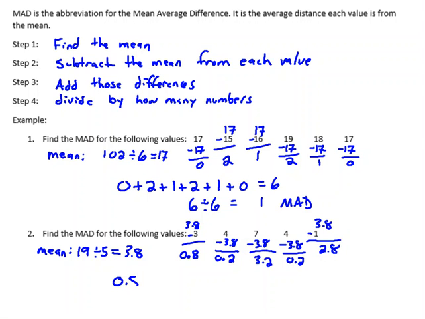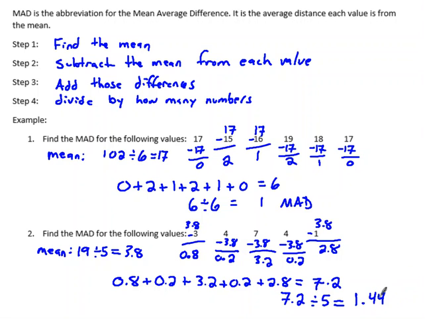So I'm going to add up all those differences we just found. The 0.8, the 0.2, the 3.2, the 0.2, and the 2.8. 0.8 plus 0.2 plus 3.2 plus 0.2 plus 2.8. That gets me a total of 7.2. And that is going to be divided by how many numbers there were. There were 5 numbers. So on average, these are 1.44 away from the mean. That is the MAD in that case. So my mean was 3.8. And on average, the numbers are 1.44 away from that mean. So this one has more variability than the top one did, but not a whole lot more, just that 0.44 extra.